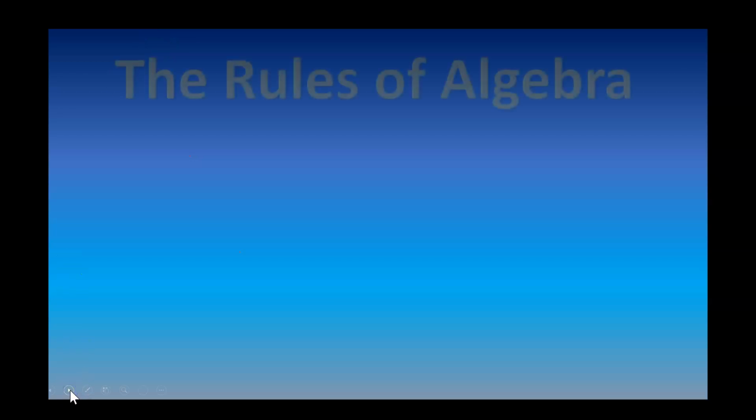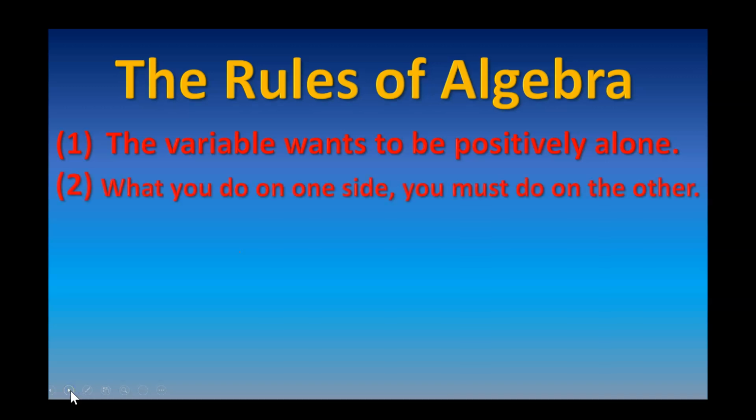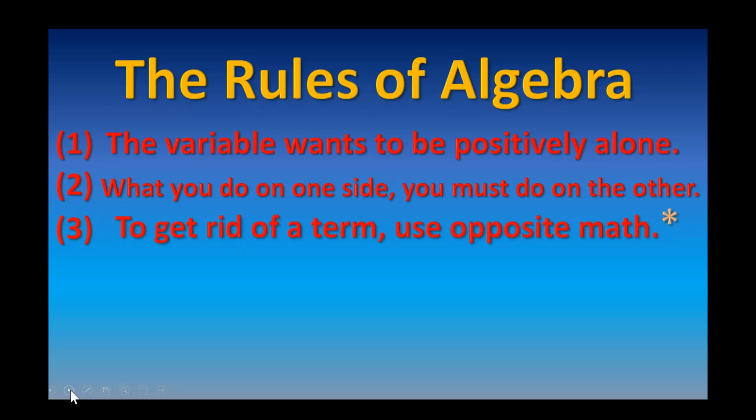For the past several weeks, we have been focusing on the rules of algebra, specifically the first three rules. Number one, the variable wants to be positively alone. Number two, what you do on one side of an equation, you have to do the same thing on the other. And number three, to get rid of a term, you're going to use opposite math. With the asterisk that if it's a division problem where the variable is on the bottom, then you actually use division to get rid of division, but most of the time, to get rid of something, you use opposite math.